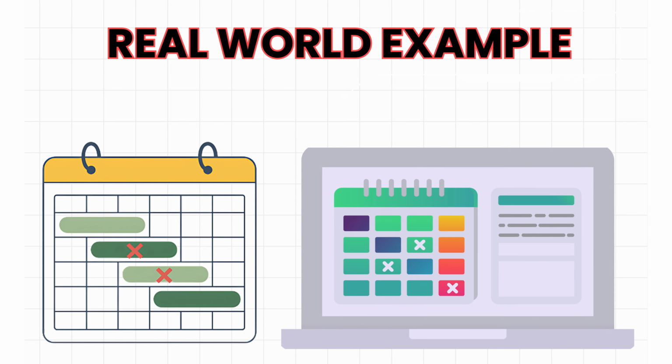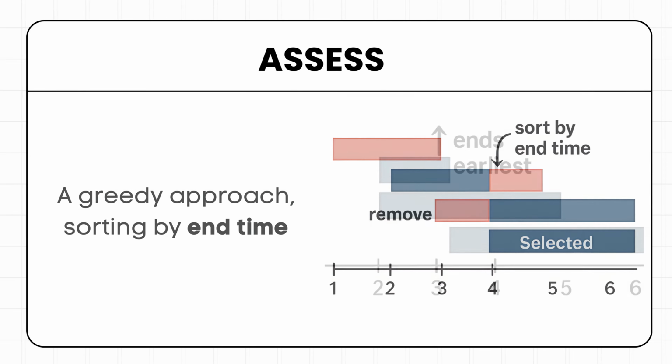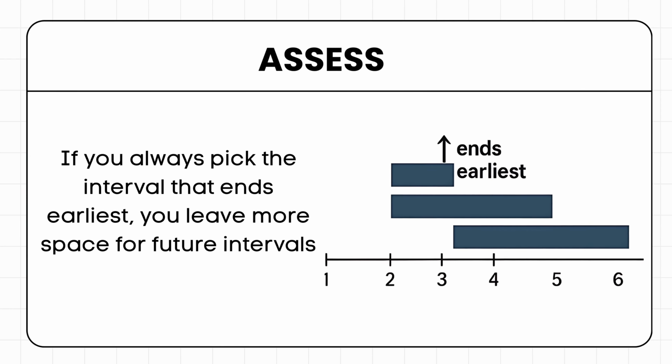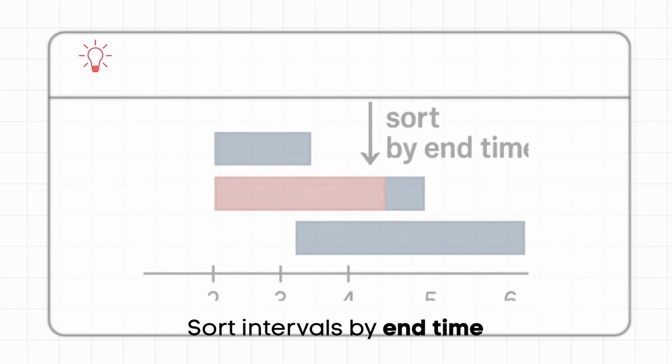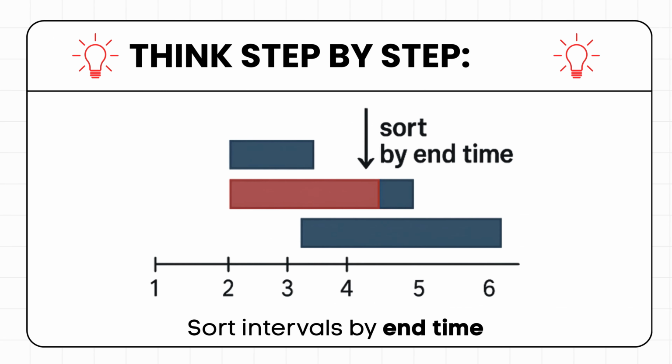Interviewers might ask, how do you optimize a schedule to fit as many appointments as possible without conflicts? What's tricky? Choosing which intervals to remove for minimal impact. A greedy approach, sorting by end time, works best. If you always pick the interval that ends earliest, you leave more space for future intervals, classic greedy logic. Sort intervals by end time, not start.